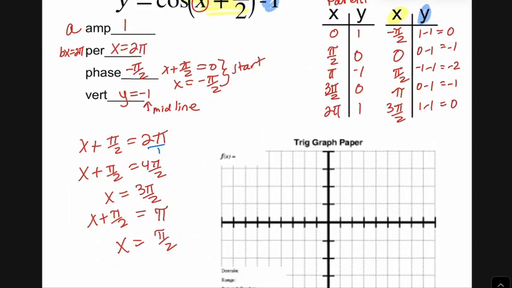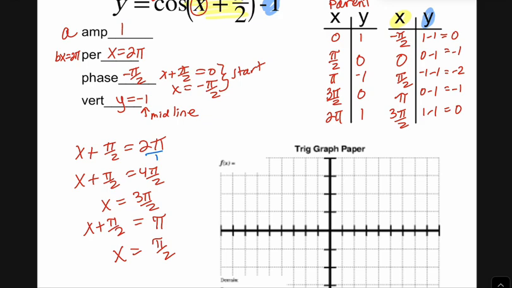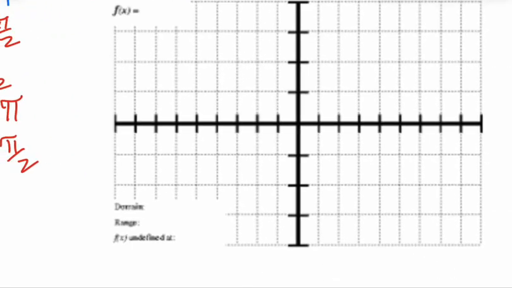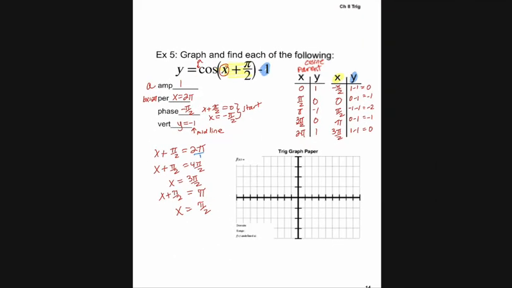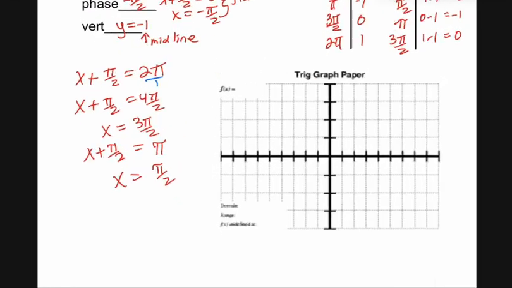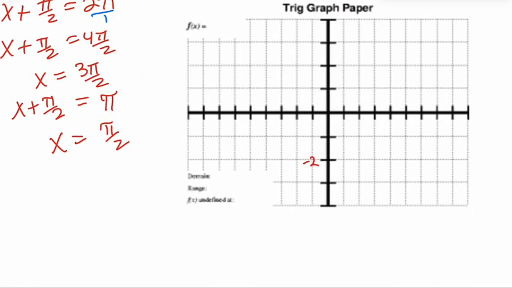Patterns are helpful to my brain. I don't know if they are to yours. Okay. Now, how do we graph it on the graph paper? First thing I always do is look at my highest value, which was 0. My lowest value is negative 2. So I'm just going to make that negative 2.